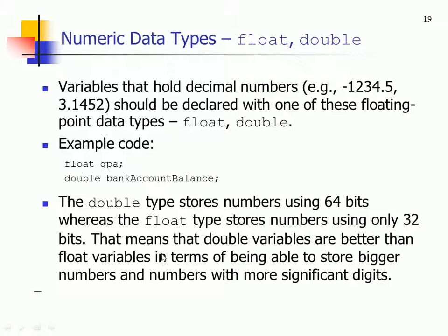64-bit. This means the double variables are better than float in terms of being able to store bigger numbers, numbers with more significant digits. All right.